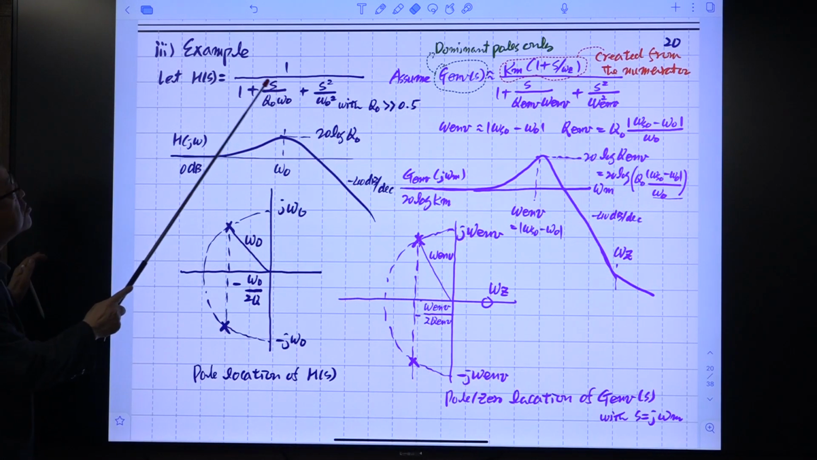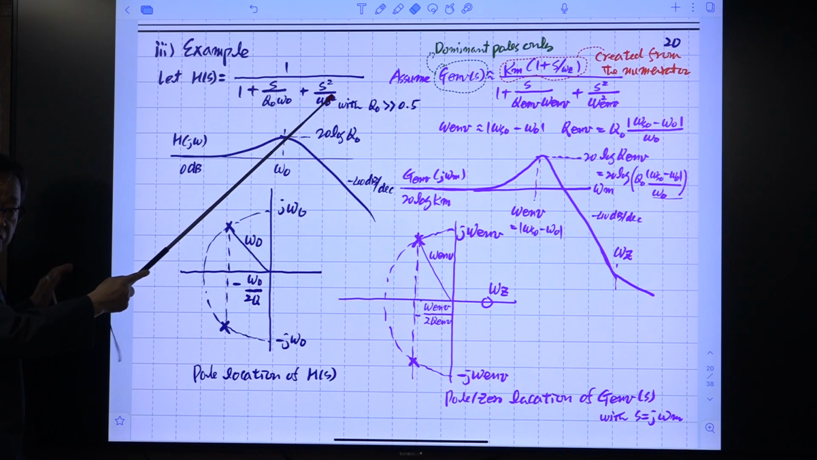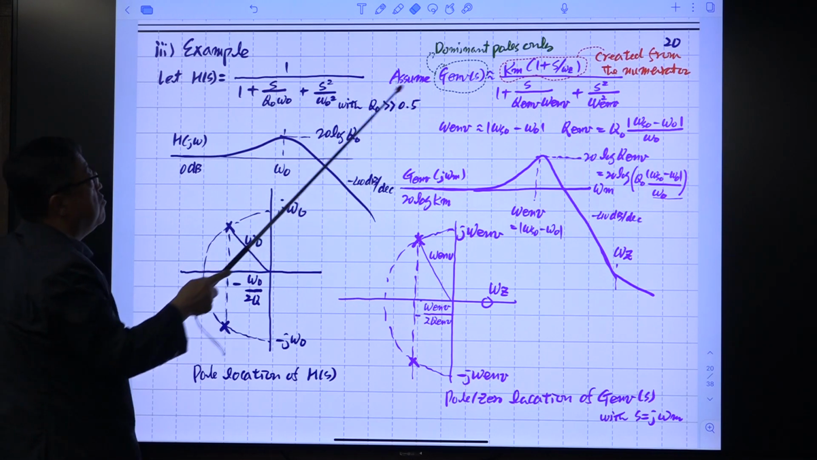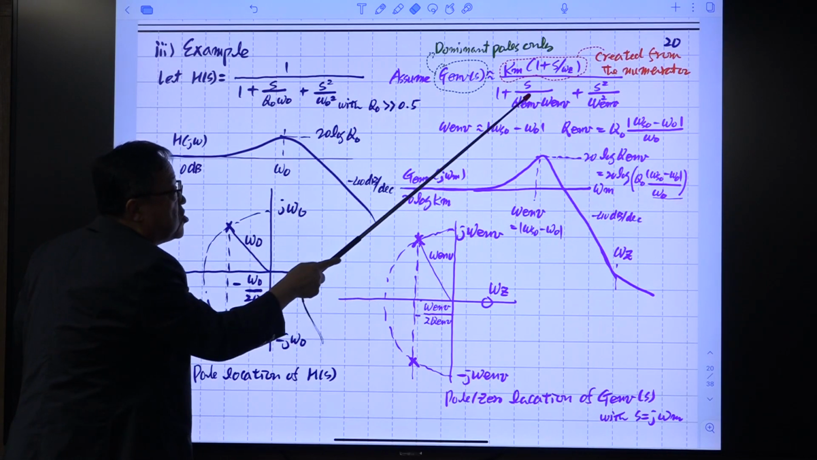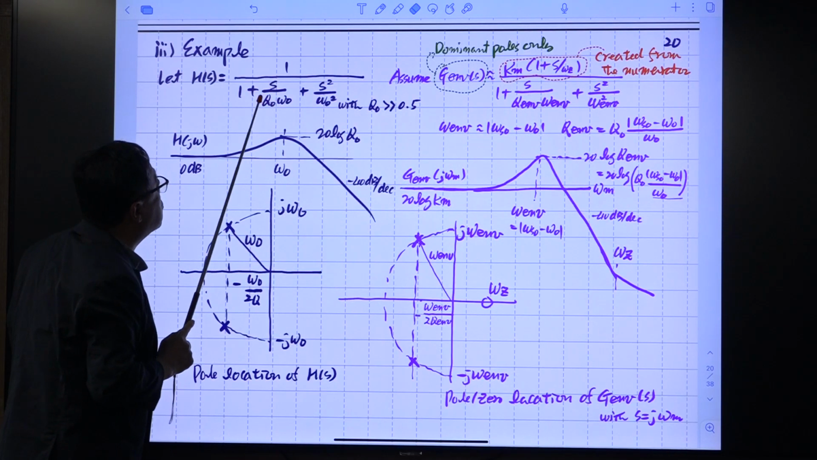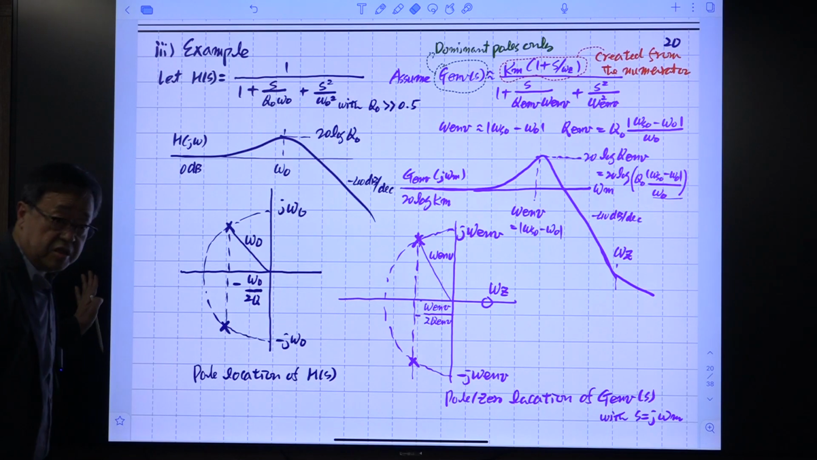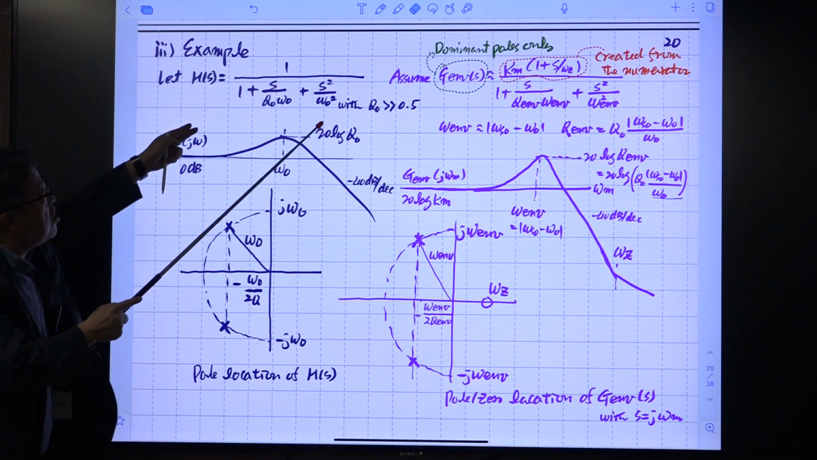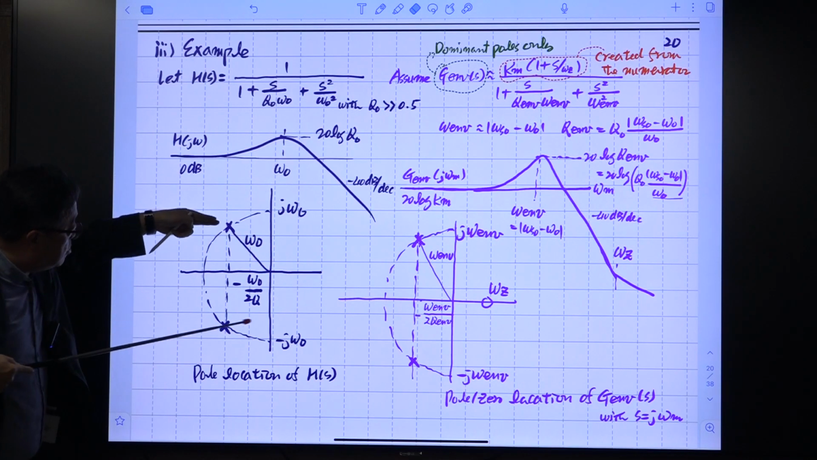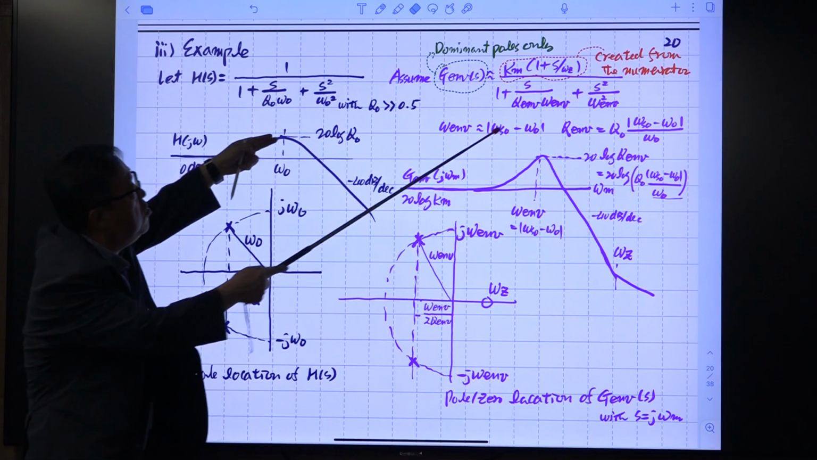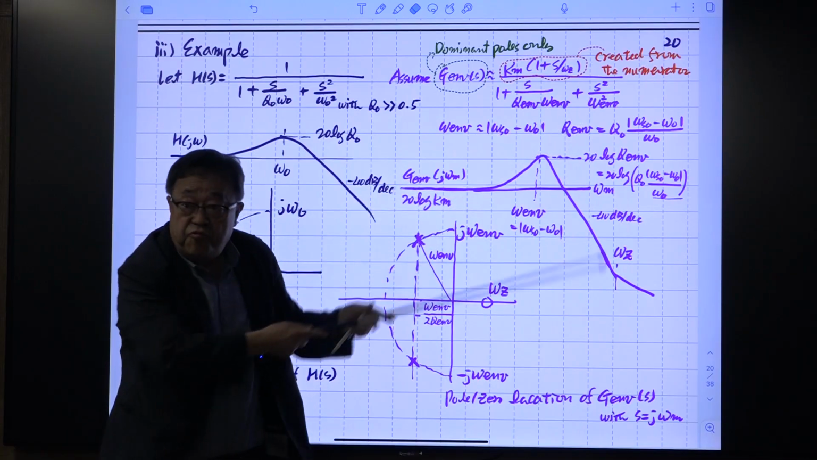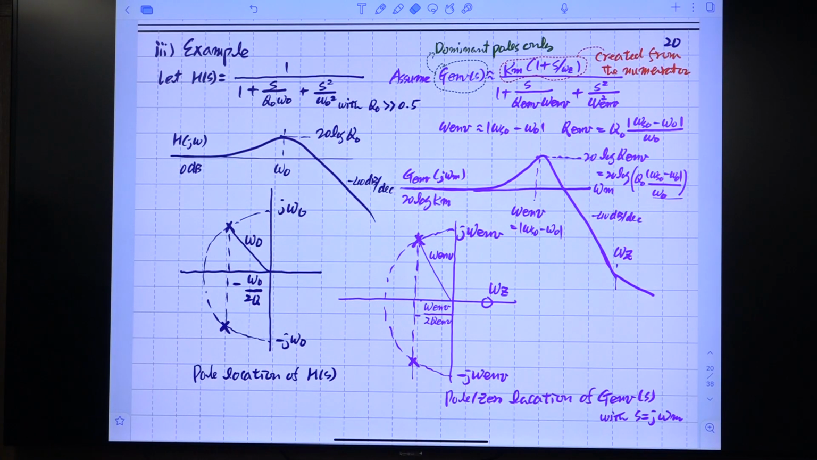The denominator has the same quadratic function, right? We have the same structure here, only the values Q and omega will be changed. So this is a second order system, and we have this pole here. Actually, this was a first order system, but we ignored the two poles. Non-dominant poles are ignored, so we are only taking the dominant poles.